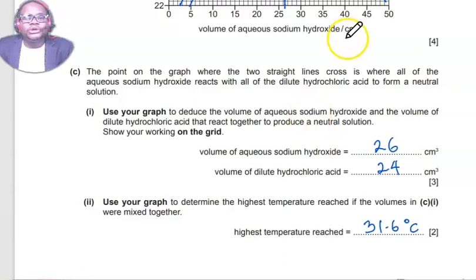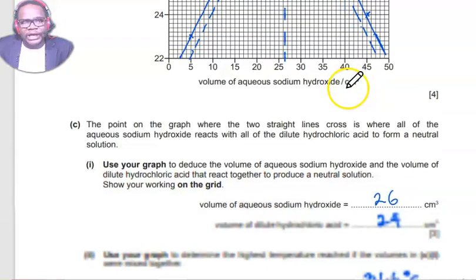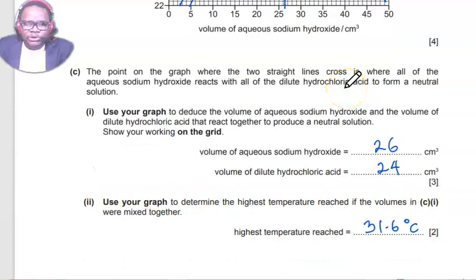So we get to the grid. How do you know the maximum volume of sodium hydroxide? Just go to the peak that you have there. This is the peak that we have here. Trace the peak down to the sodium hydroxide axis, and you record your value. That is 26 cm3. And if you are asked the highest temperature reached, it is still the same peak. Trace it to the temperature axis, and you get your readings there. So we have 26, okay, 26 and 24. We have 26 for sodium hydroxide.